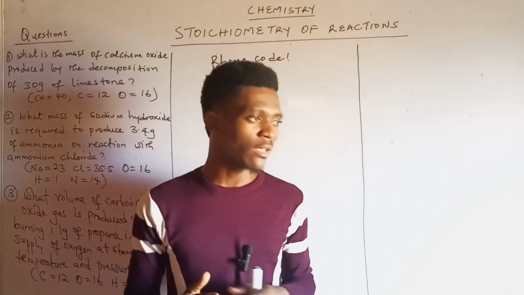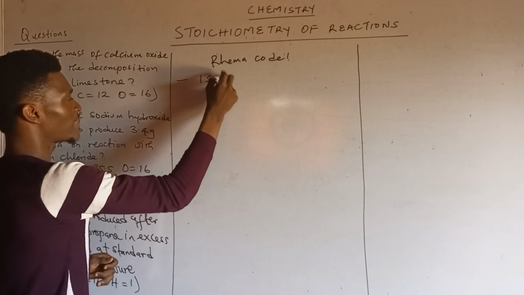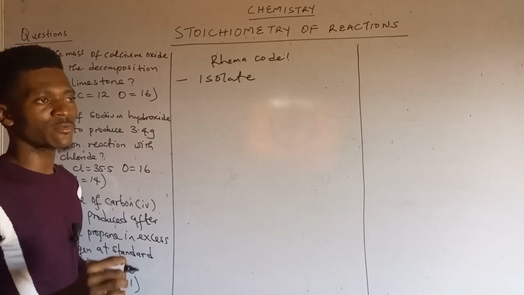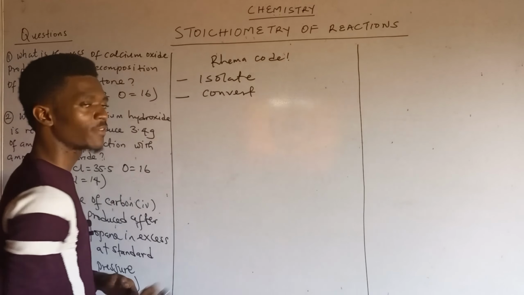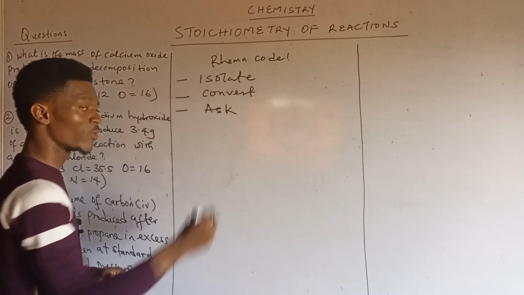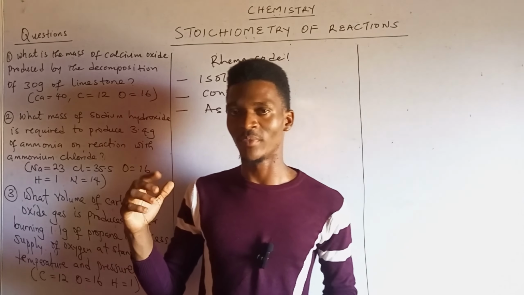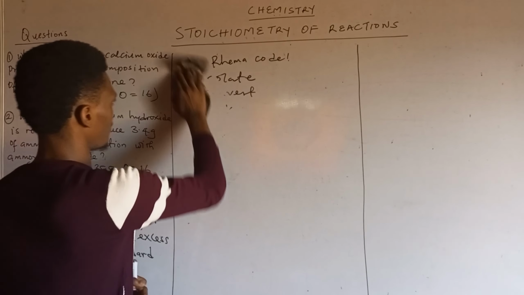What are the three steps that you need to pass through in order to obtain the correct answer and solve with ease? The first step is that you isolate the relevant substances from the reaction. After you have isolated, then you convert the language of the equation to the language of the question. I will explain all this. And then lastly, you ask yourself the question that was actually asked in the statement. You won't understand this now until we start by looking at questions. So let's start by looking at questions.